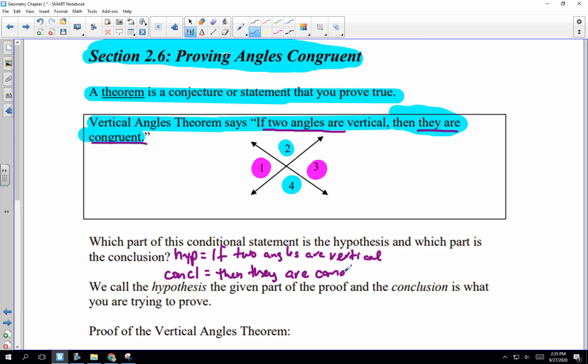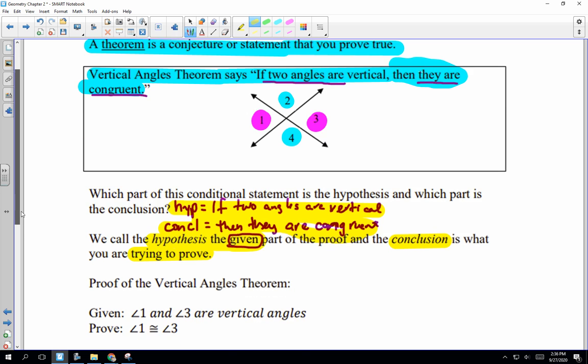And remember, congruent means that their measures are equal. We call the hypothesis the given part of the proof, and the conclusion is what we are trying to prove. Okay, let me go back here. Hypothesis is if two angles are vertical. The conclusion is then they are congruent. The hypothesis is the given, and the conclusion is what you're trying to prove.